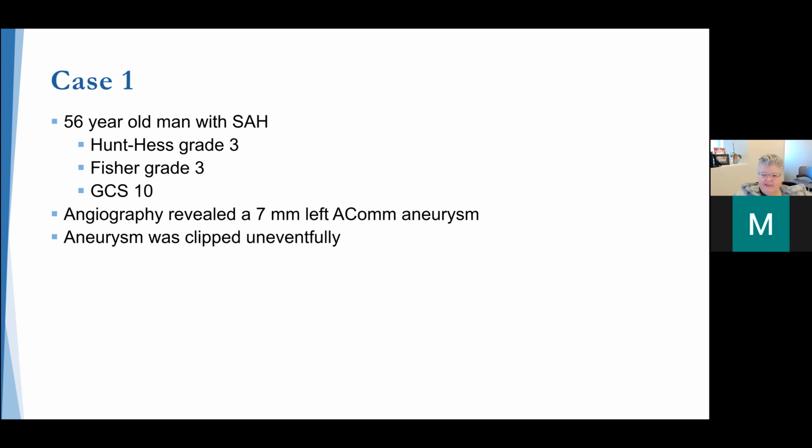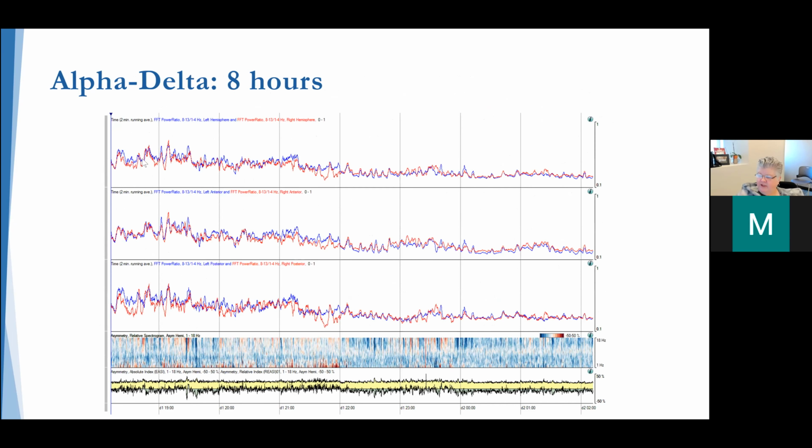So I'm going to show a couple of other cases. This is a 56-year-old man with a subarachnoid hemorrhage, Hunt-Hess grade 3 and Fisher grade 3. He had an ACOM aneurysm, which was uneventfully clipped. And here we see his initial alpha delta ratio. This is about 24 hours after his clipping, and we can see a gradual decrease in the alpha delta ratio bilaterally without too much asymmetry. And the asymmetry index does not show too much difference from side to side, but a gradual decrease in alpha delta ratio suggestive of decreased perfusion globally.